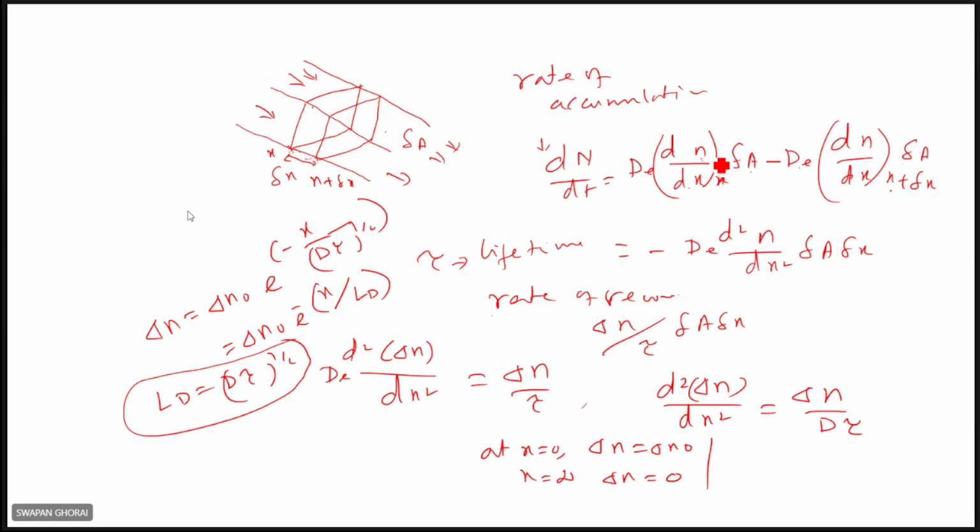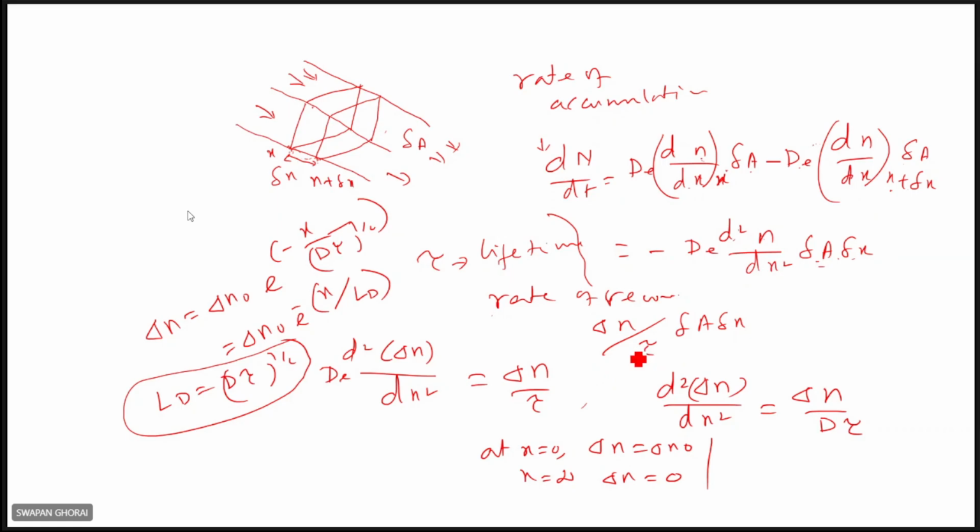This can be expanded at x plus delta x. The first term will be the same term, and the next term will be the double derivative d2n upon dx2, and so on. If we neglect the higher derivatives, then the first term cancels, and the second term will be D_n d2n upon dx2 into delta A into delta x. So this gives the rate of accumulation of charge. And we have also seen that whenever carriers are accumulated, there will be recombination.